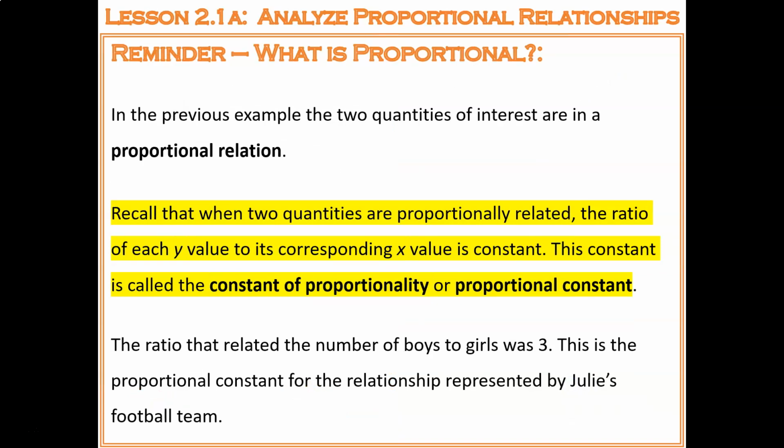So let's just review a little bit. There's a lot of text here. On your notes, the most important thing is the highlighted portion. So when you have two quantities that are proportionally related, the ratio of each Y value to its corresponding X value is constant. That means that value, you're always going to have that same ratio. This constant, and we're going to talk about this more, is called the constant of proportionality or the proportional constant. And in this equation, this is your constant of proportionality. We're going to see this over and over again in the next couple sections.